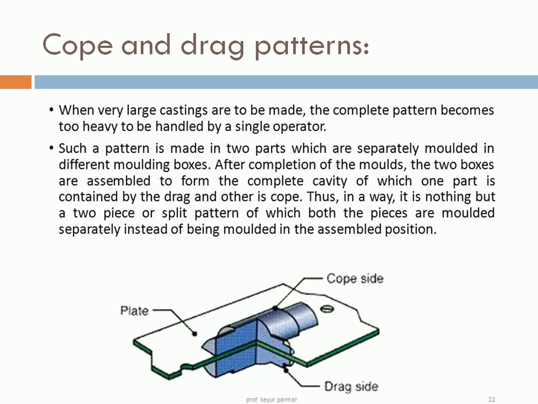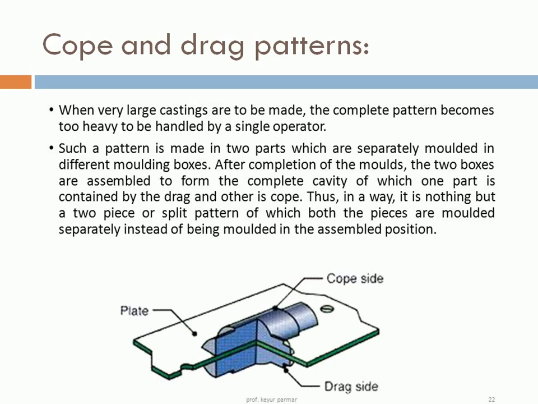I hope with the use of this figure you can easily understand. When very large castings are to be made and the complete pattern becomes too heavy to be handled by a single operator, meaning our workpiece or job cannot be handled by one operator, then such a pattern is made into two parts, produced separately and then joined.